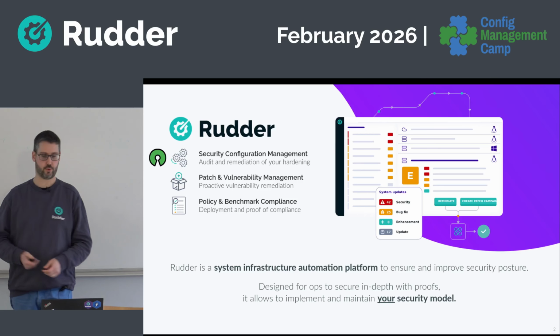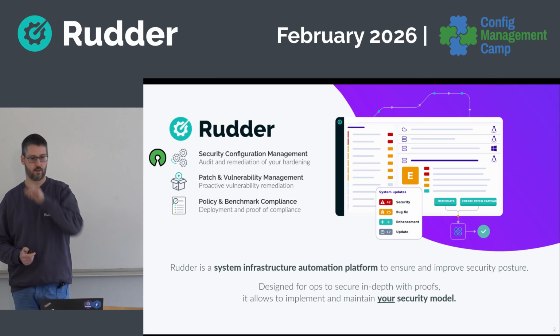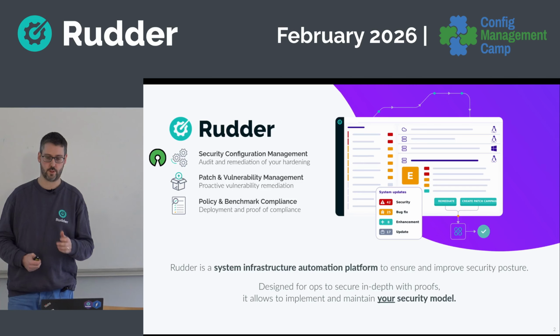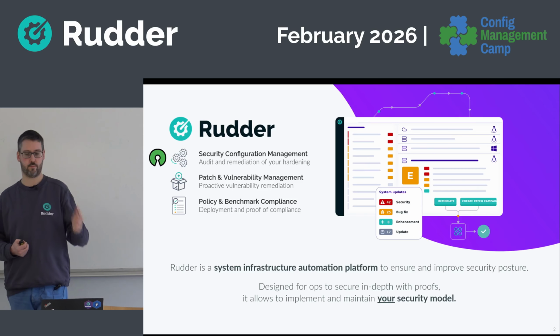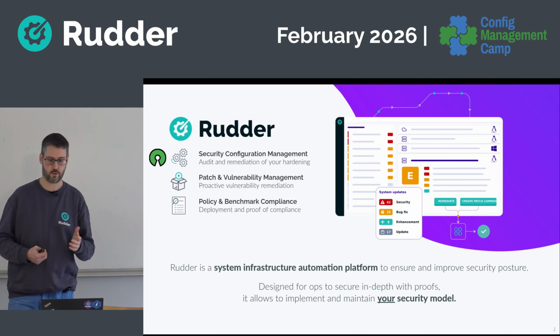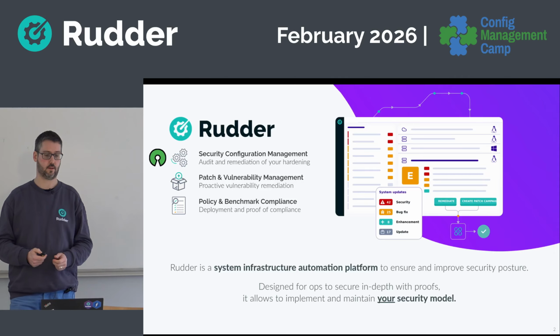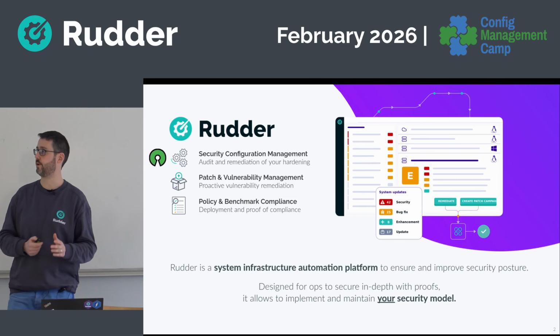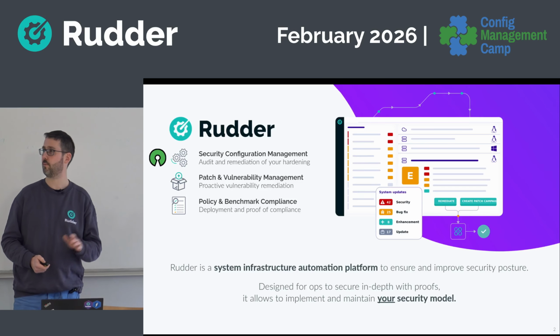So this is how we present Rudder now. This is the actual sales slide from our salespeople. Rudder is a system infrastructure automation platform to ensure and improve security posture. It's designed for ops, and it allows you to implement and maintain your security model. So it has 3 parts. I added an open source sign on the part which is open source, which is security configuration management, and I will only speak about that during this presentation, only about the open source part.